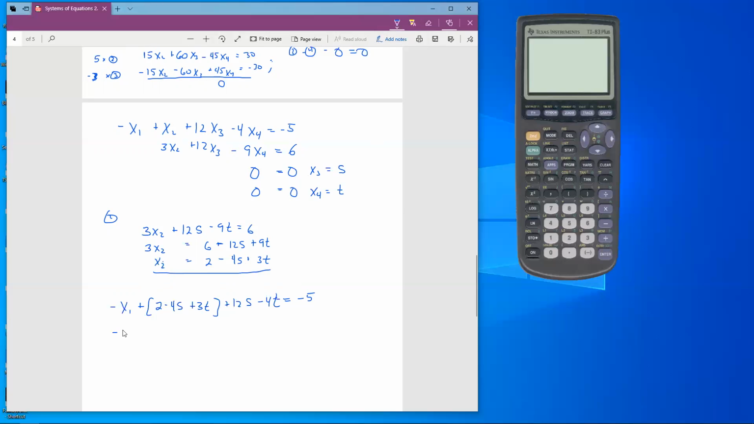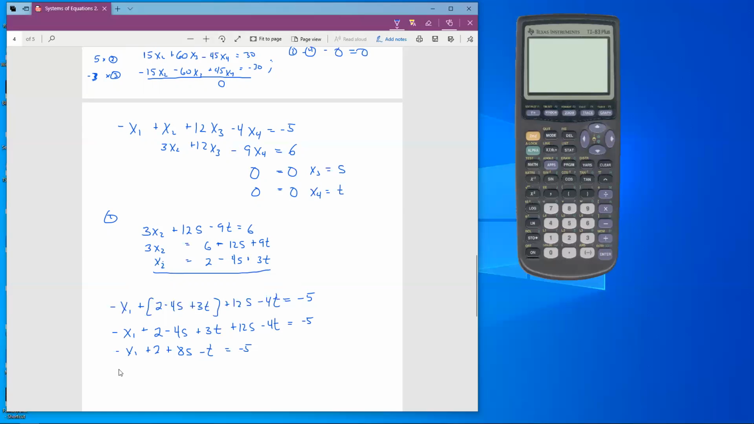So let's sort this out a little bit. Okay, let's go ahead and distribute through here. Okay, plus 12s minus 4t. We're going to combine like terms next. So we have negative x1 plus 2. We have negative 4s plus 12s, so that's going to be plus 8s. We've got a 3t minus a 4t, so that's going to be minus t equals negative 5.